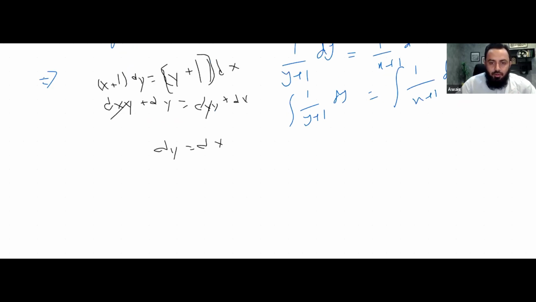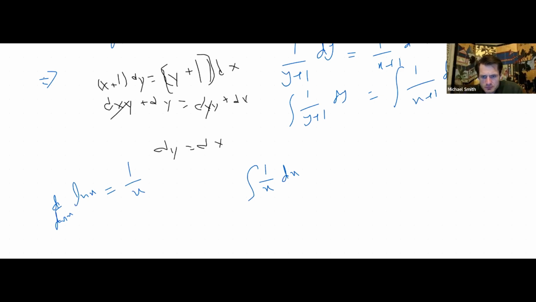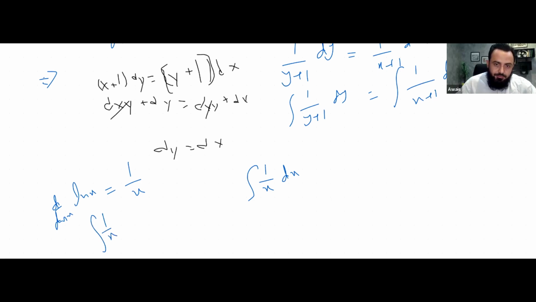So the integral of 1 over x dx or 1 over y dy. If you remember the derivative of ln x, natural log of x, the derivative of ln x was 1 over x. And because the integral is also the antiderivative or reverse process, the integral of 1 over x will be ln x. So the integral of 1 over x dx is equal to ln x.